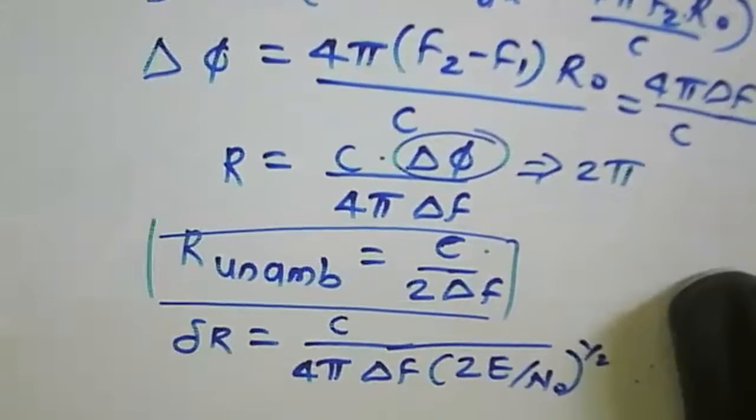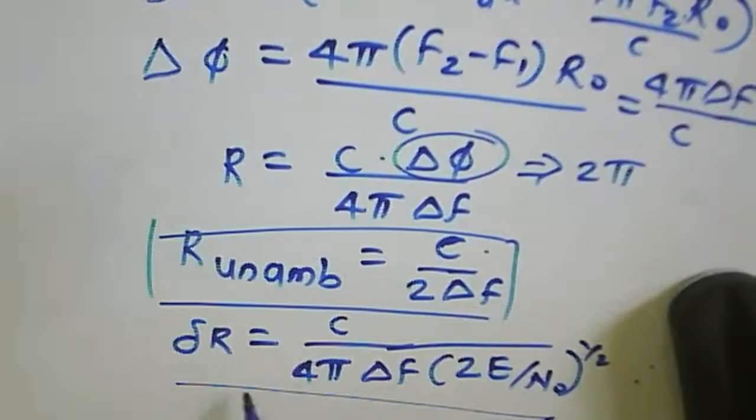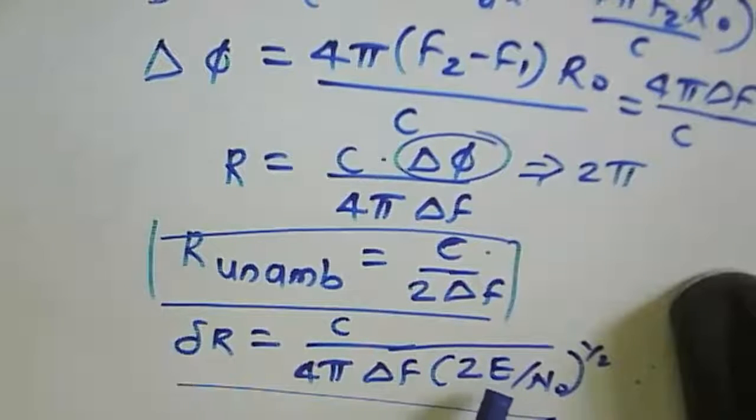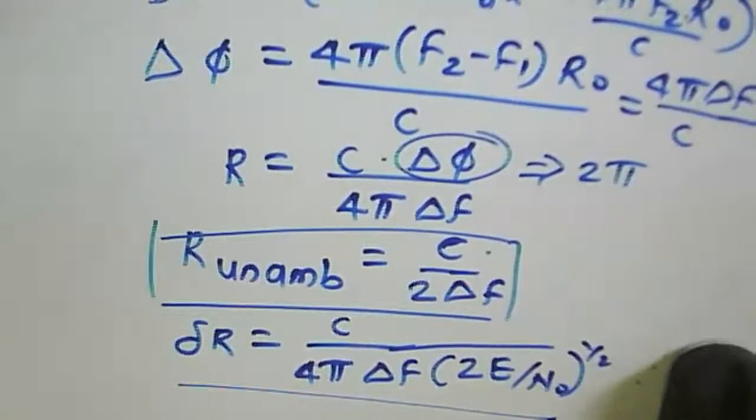Now this one is the error for the measurement of the range. This is the energy of the received signal. This one is the noise at the receiver there. And this one is your full spectrum for the given range measurement. So that's all about multiple frequency measurement here.